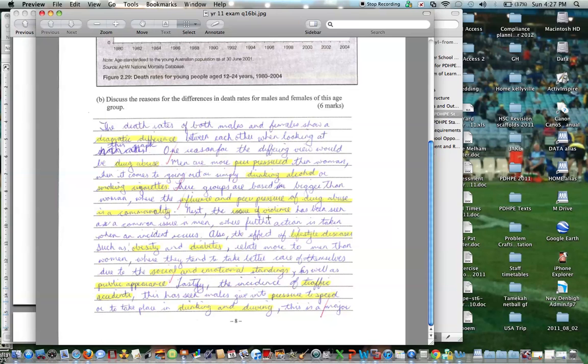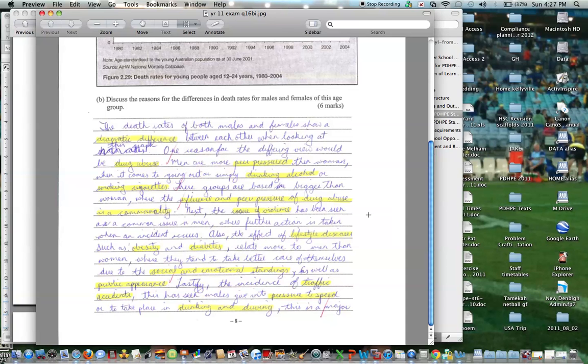Next, the issue of violence has been seen as a common issue in men. So straight away we're starting to notice some differences between men and women based off why there may be some death rates. The effect of lifestyle diseases such as obesity and diabetes relate more to men. So not just mentioning it, but showing why they would be different. Women tend to take better care of themselves due to the social and emotional standings, as well as public appearance.